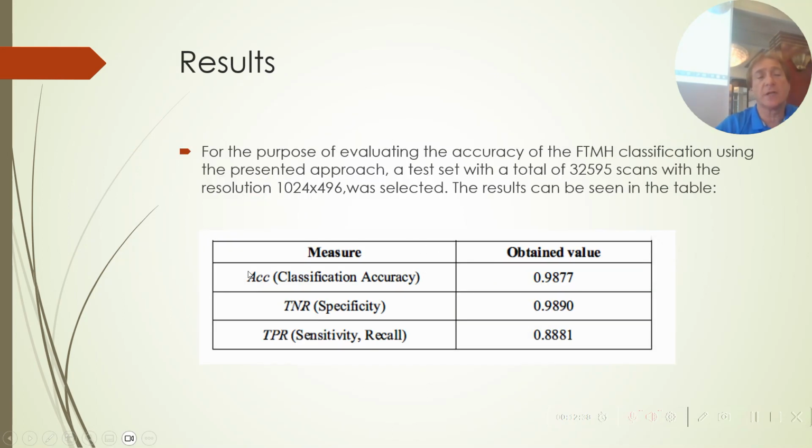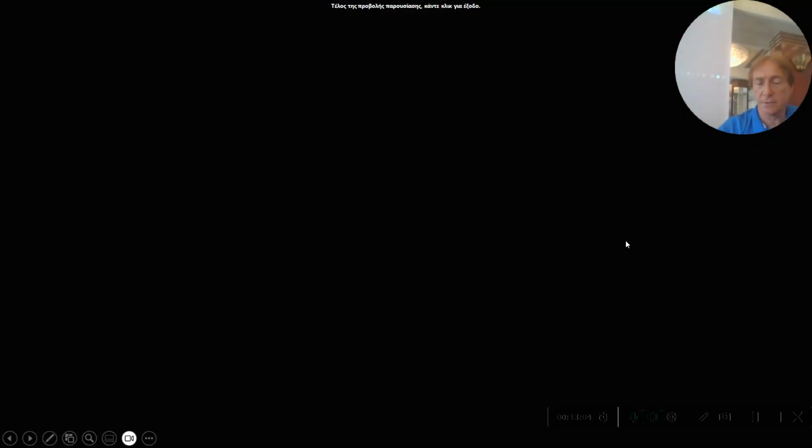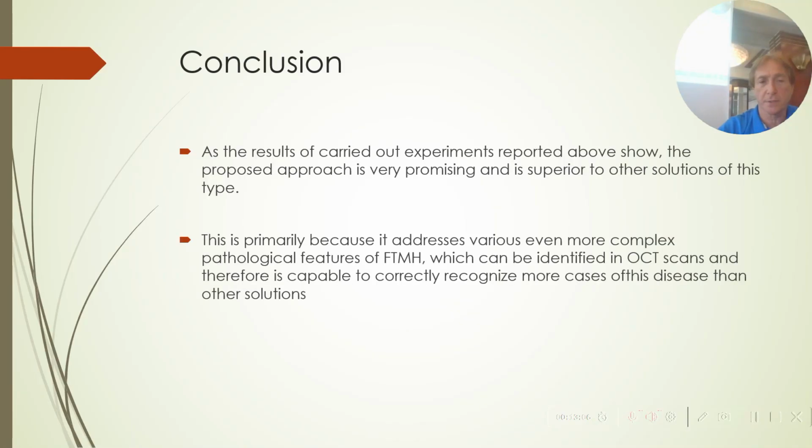Yes, and this is our result. So the ACC classification accuracy is very high, 0.9877. True negative rate is also very good, 0.989, and true positive is 0.881. Okay, so, whoops, yes, I made some mistake.